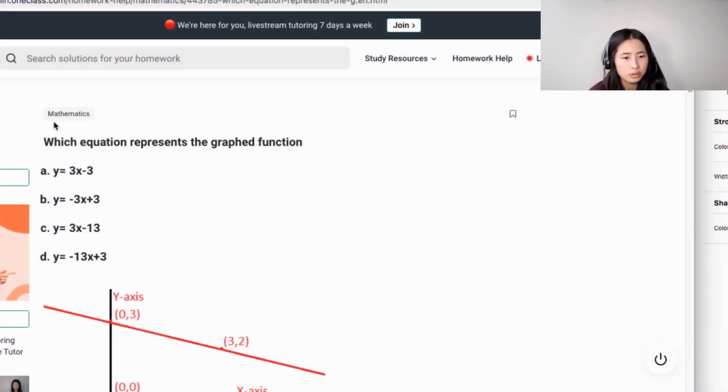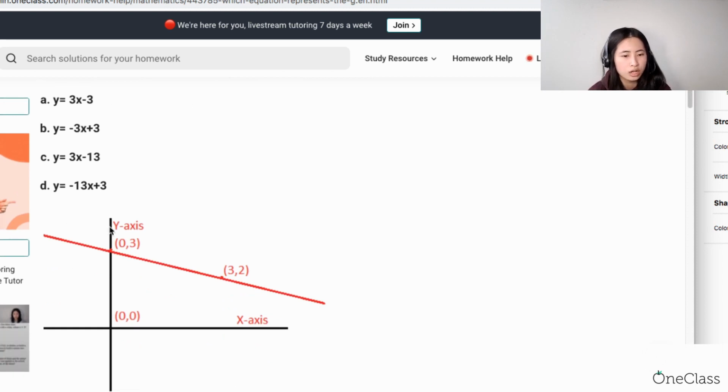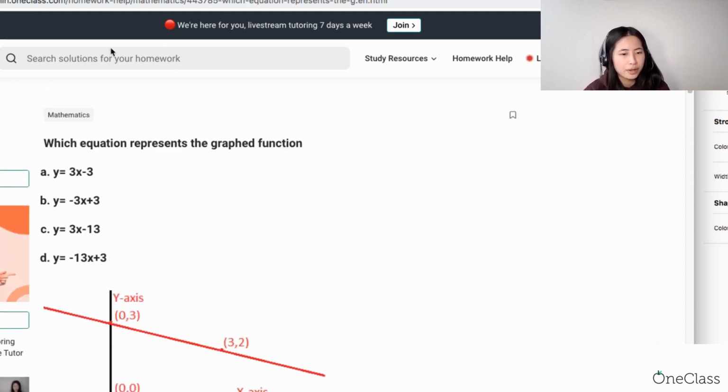Okay, great. So let's move on to the next question. It says, which equation represents the graph function? Okay, so they're telling you that you have 0, comma 3 as your y-intercept, and then you have another coordinate, which is at 3, comma 2, right? So first of all, how do we find which equation will represent our function?